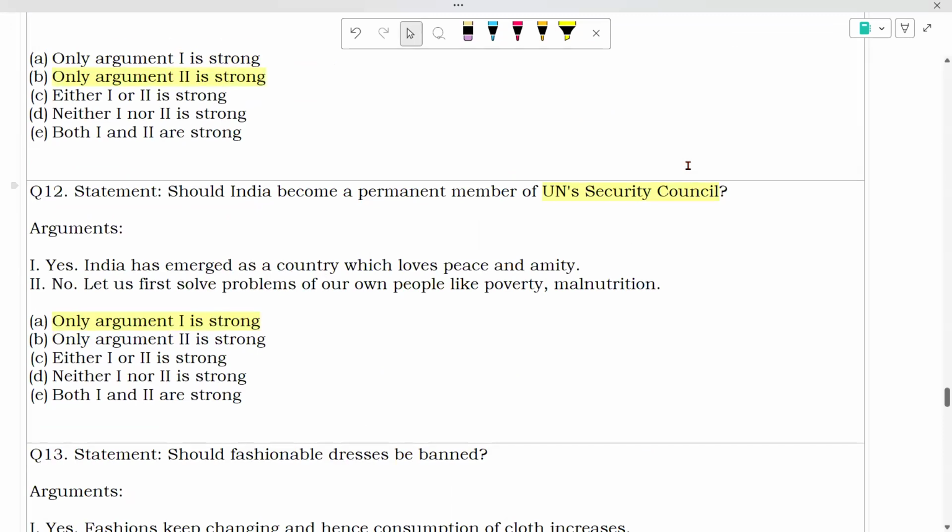Now come to this. Should India become a permanent member of the UN Security Council? If you allow India, what logic will you give? It has the maximum number of people residing there. Then you will say it is a peaceful, peace-loving country, a responsible country, compared to the USA. So that has been put forward, and that is a strong argument. Sir, now this is not a very strong argument: let us first solve the problems of people, like poverty and malnutrition.